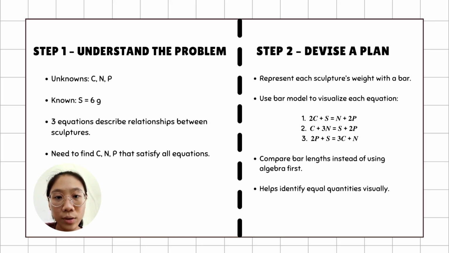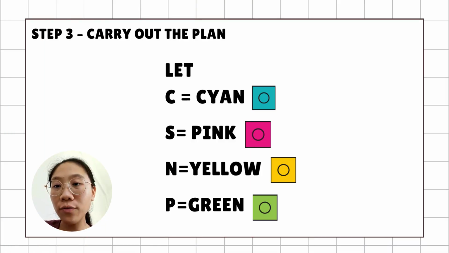For step 2, we need to devise a plan, which is to represent each sculpture's weight with a bar. We use the bar model to visualize each equation, and we compare the bar lengths instead of using algebra first, which can help us to identify the equal quantities visually. And now for step 3, let's carry out the plan.